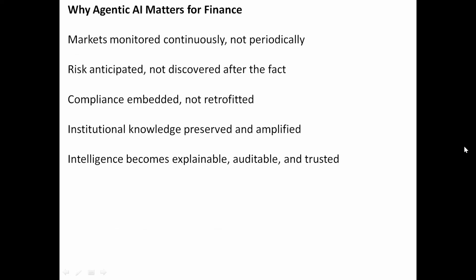So why does agentic AI matter? The market is monitored continuously, not periodically. Risk is anticipated, not discovered after the fact. Compliance is embedded, not retrofitted. And institutional knowledge is preserved and amplified. So intelligence becomes explainable, auditable, and trusted.